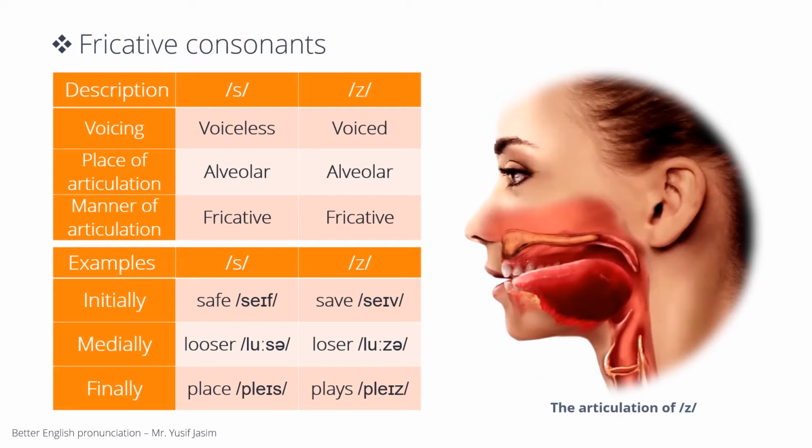Now let's practice some examples. S and Z initially. Safe and save. S and Z medially. Loser and loser. S and Z finally. Place and plays.